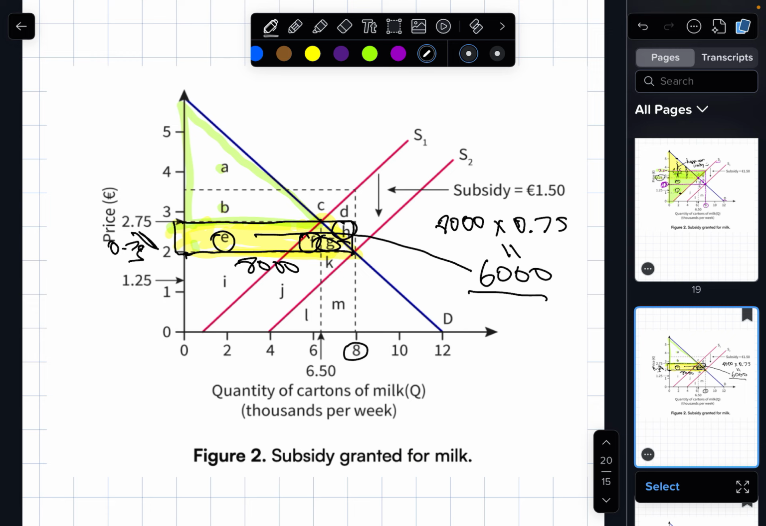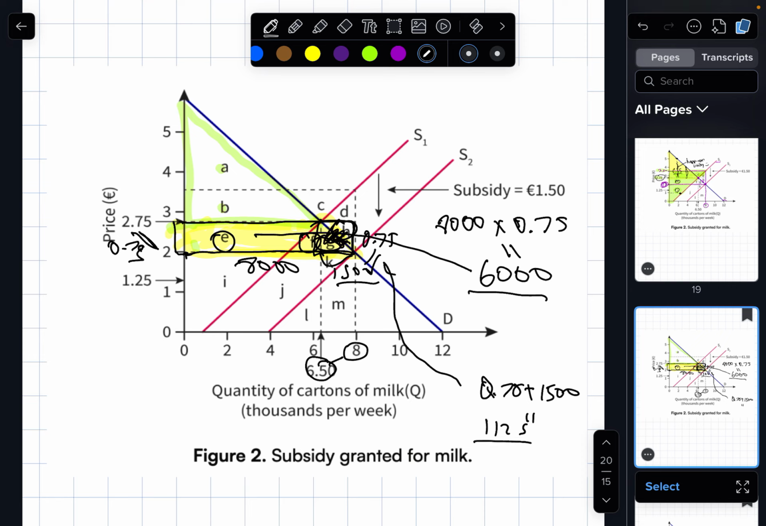We want this whole box, but we want to isolate H and subtract it. So to find H, we just have to find what this little square here is. That would be, again, 0.75 for the height. And then for the width, this space here, it'd just be 6,500 to 8,000. So that's 1,500. Now we just multiply those two. 0.75 times 1,500. Might need a calculator for that one, just in case. 1,500 times 0.75, 1125.